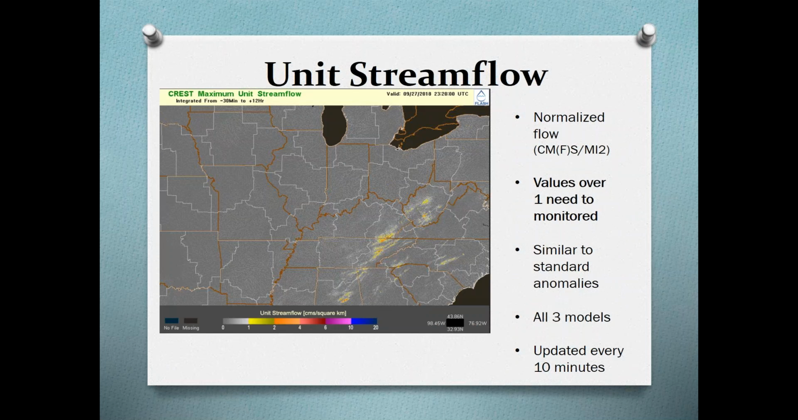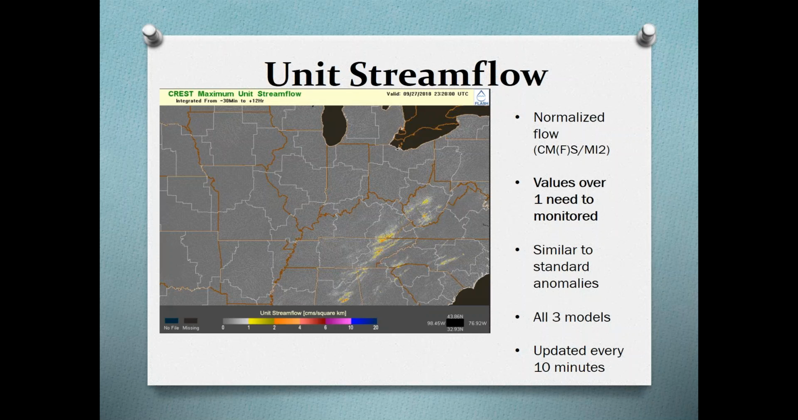The next field that's produced is called unit stream flow. So it's normalizing the maximum stream flow and then normalizing it to your basins. But the main thing to take away from this is that you're going to watch areas that have a value of 1 or greater on the web version or 100 or greater on the AWIPS version.